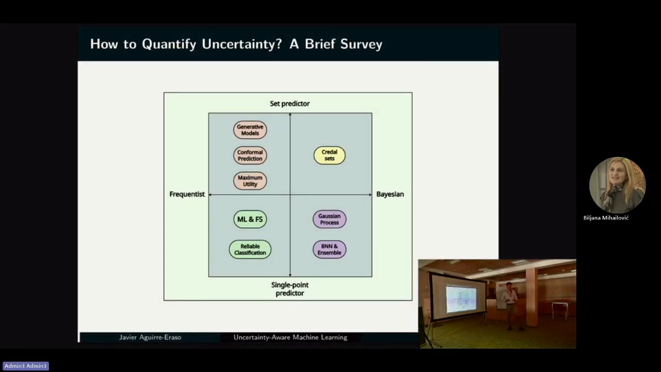So how is uncertainty quantified in the literature? There exist several models to do this, and these can be segregated along two different axes: depending on whether they are frequentist statistics based or Bayesian based, and whether they predict just a single point or a set of possible classes that tries to guarantee that the true label is in that set.